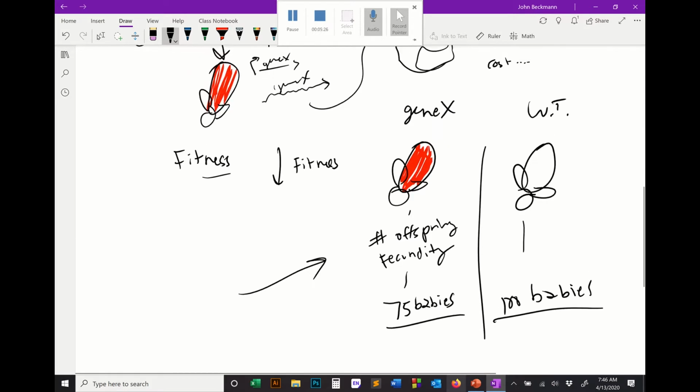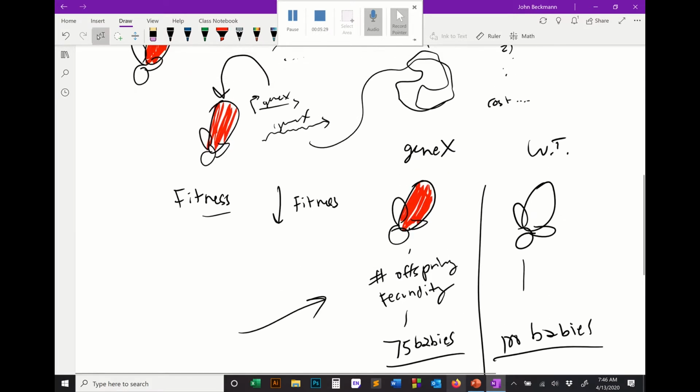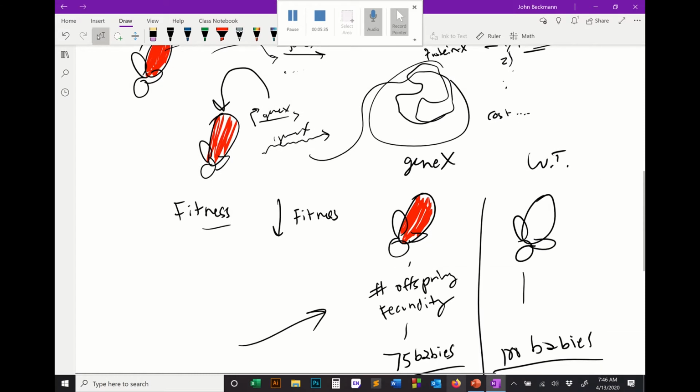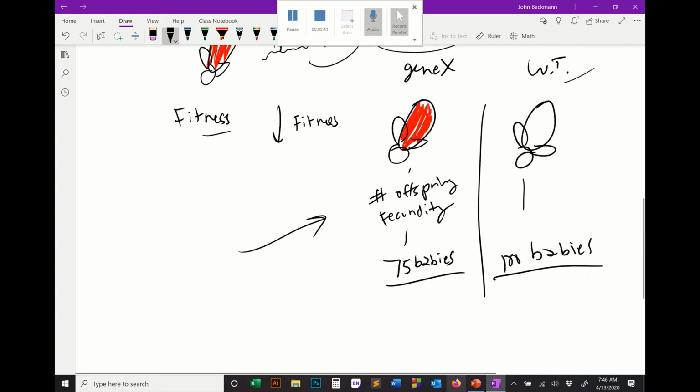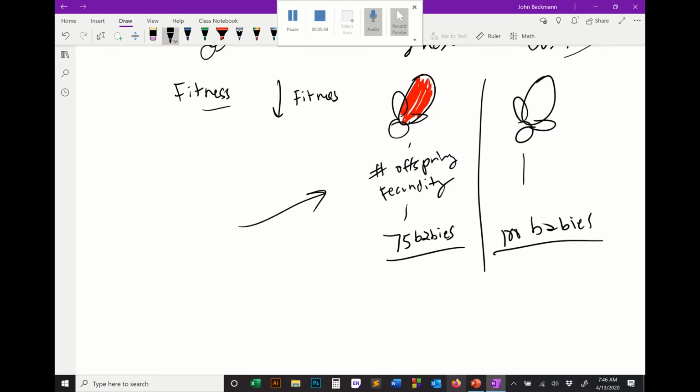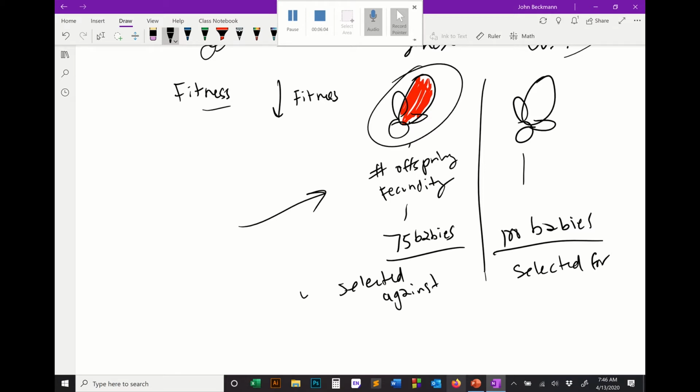And maybe that's because the wild type doesn't spend extra energy on making protein X. We haven't inserted the protein X, so there's no downstream cost. So maybe this one just does better and has more babies. Okay? This is going to be a huge disadvantage, and this one is going to be selected against. And the wild type is in theory going to be selected for, because this insertion is actually decreasing the number of babies, decreasing the fecundity of that organism.